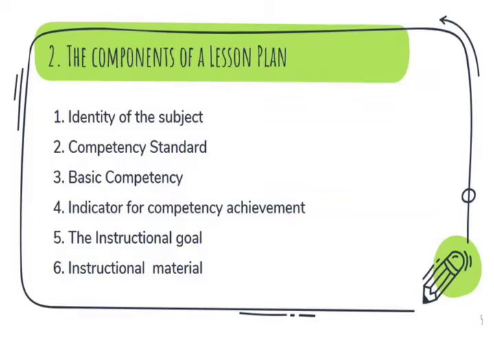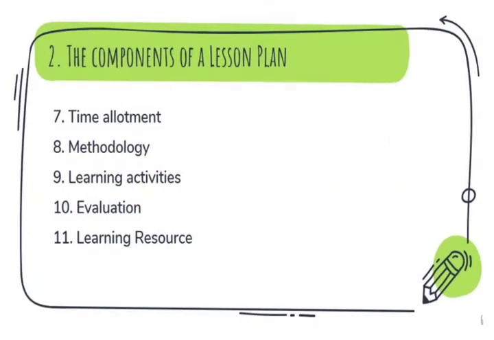Indicators are observable behaviors that show the achievement of certain basic competencies as a reference for evaluating the subject. Number 6, teaching materials, including content, concepts, principles, and relevant procedures. Number 7, time allotment. Number 8, methodology, the method used by the teacher to create a teaching and learning process that allows students to achieve basic competencies.